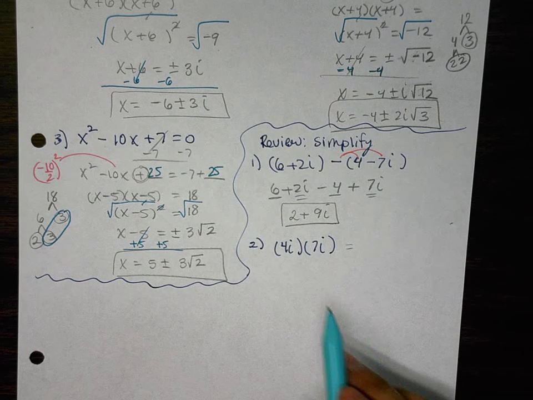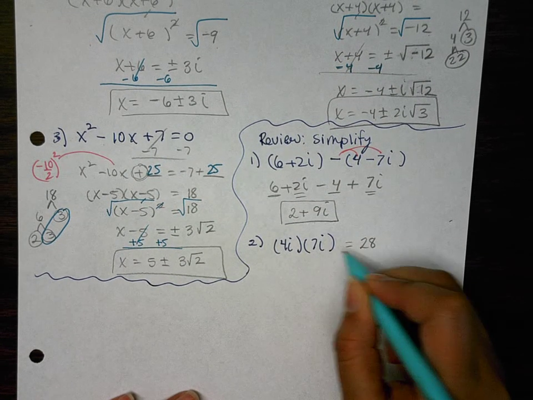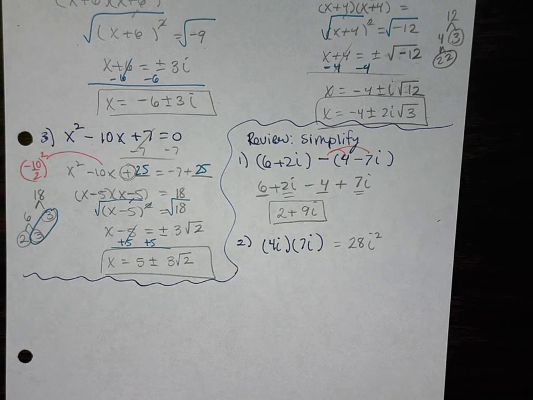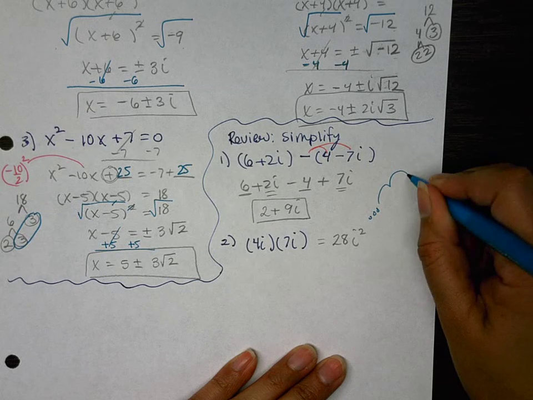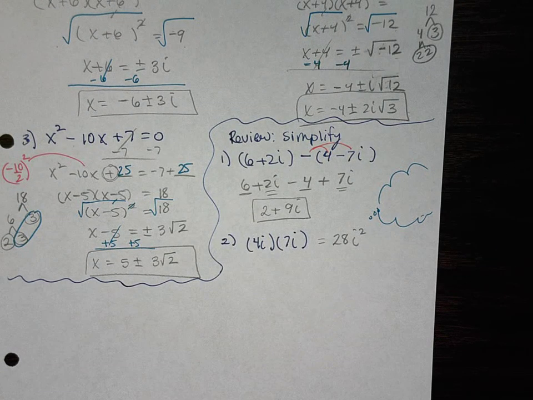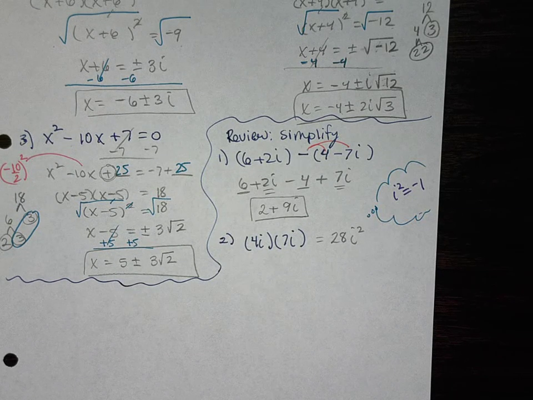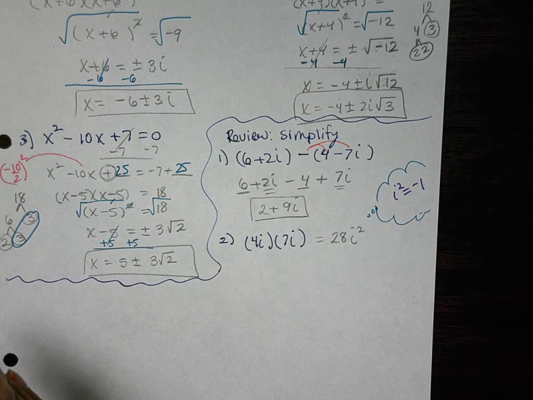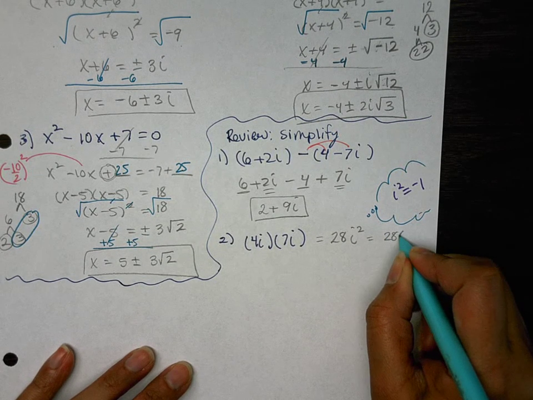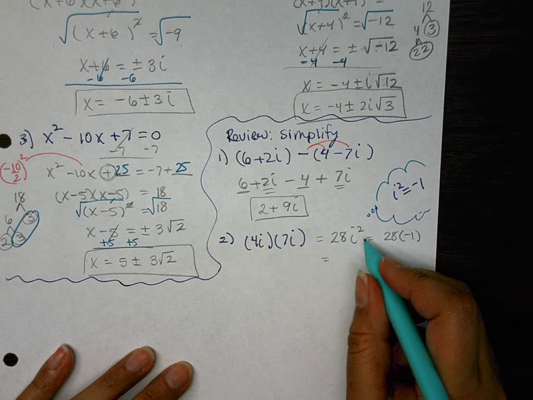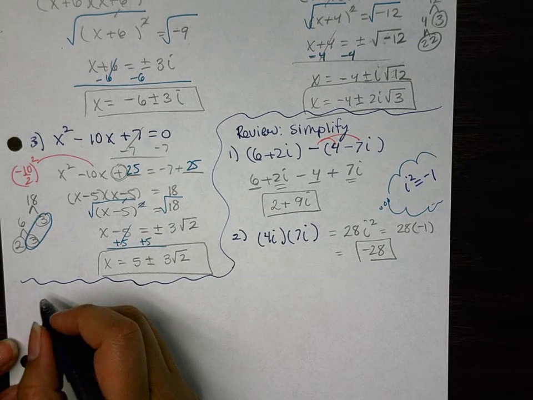Okay, what's 4 times 7? 28, and then what's i times i? And should we all remember what i squared is? i squared is -1. That is something we all need to eventually have memorized. i is just i. Kids often ask, well, what's i? It's just i. It's okay to leave i as i. Okay, so I have 28 times -1. What's my final answer? -28. Yes.